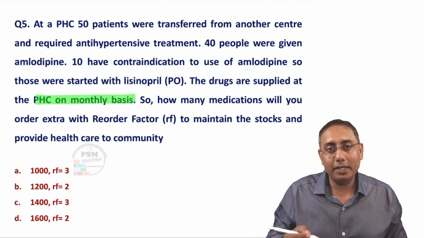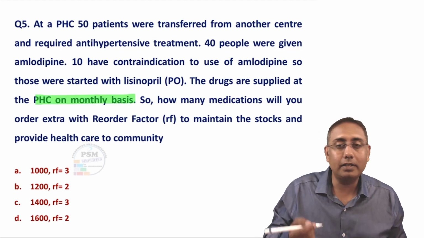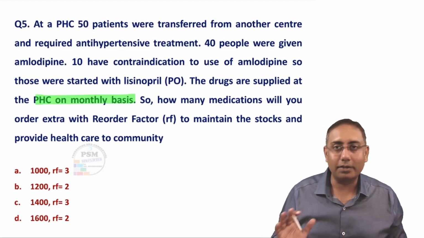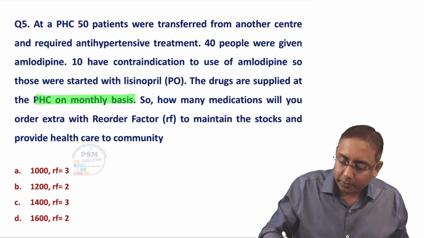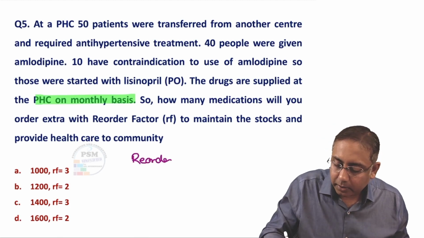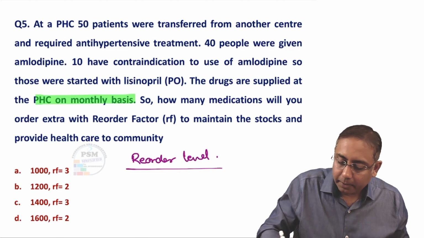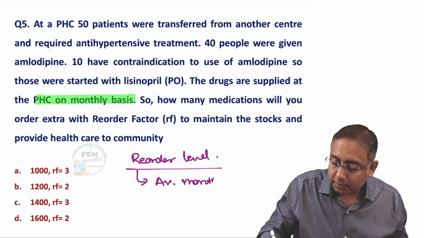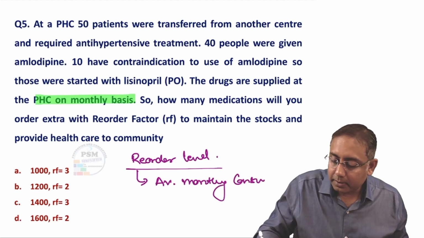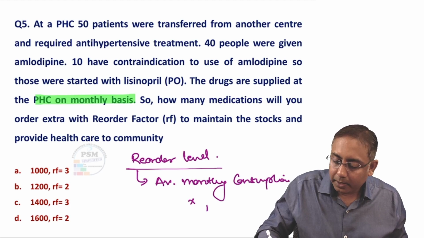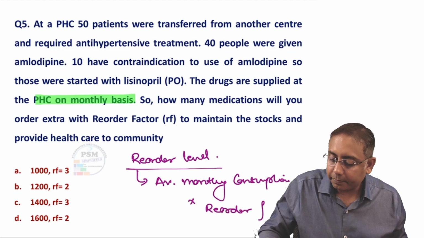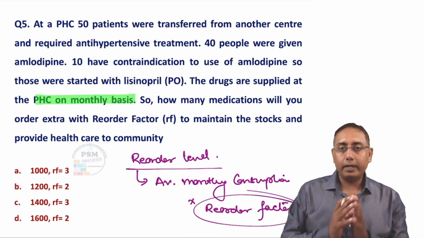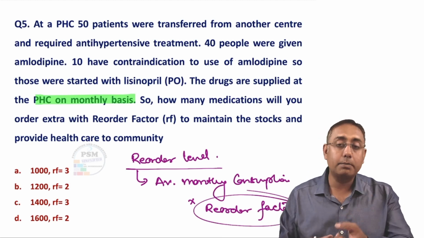So how many medications will you be ordering extra with a reorder factor to maintain the stocks and provide healthcare to the community? So you should know what a reorder level is. Please remember that reorder level is the average monthly consumption multiplied by the reorder factor. What is this reorder factor? The reorder factor is just a multiplicative number.